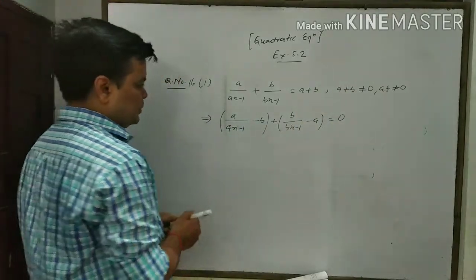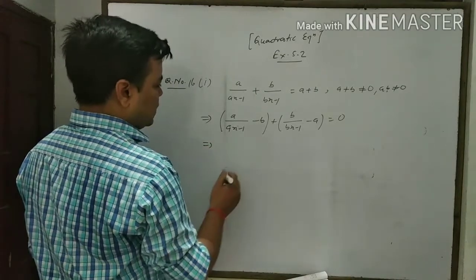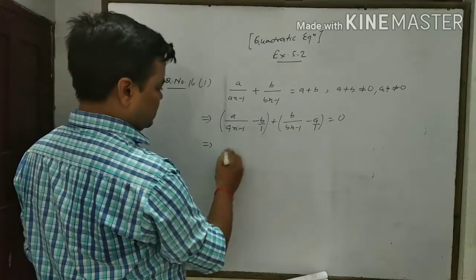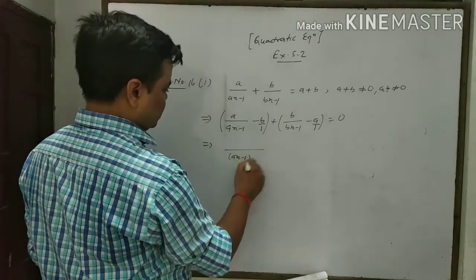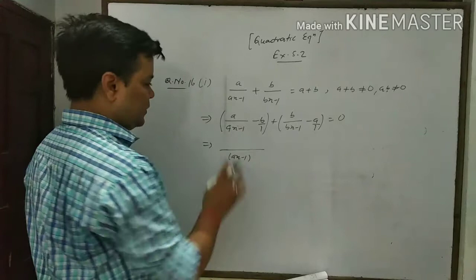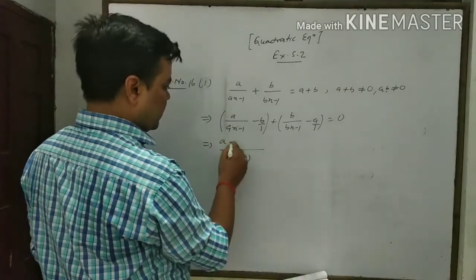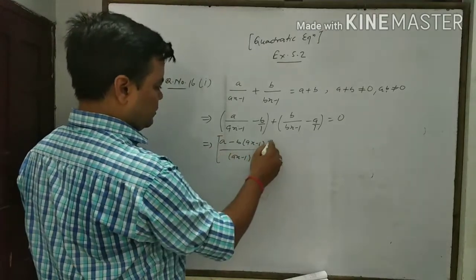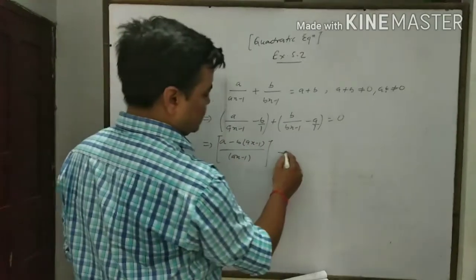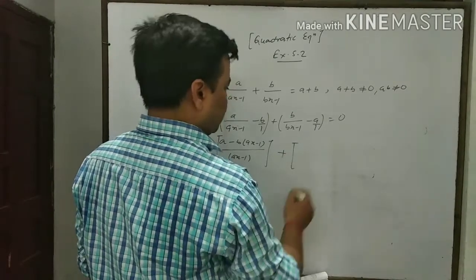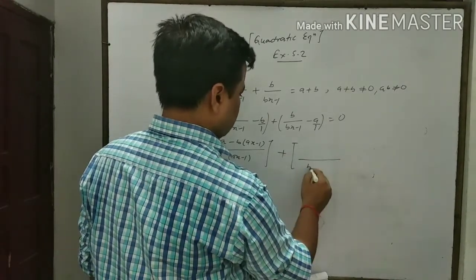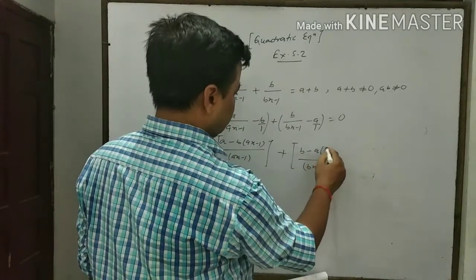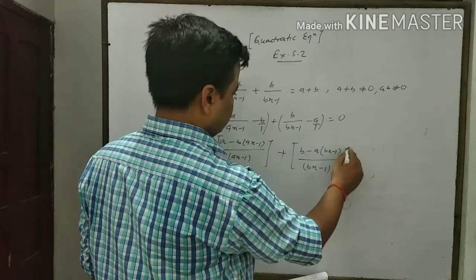Now what do we do? Here we can write 1. The LCM of this and this will be ax minus 1. Okay. Then here (a minus b) into (ax minus 1). Similarly, plus, here the LCM will be bx minus 1. It will be (b minus a) into (bx minus 1), like this.